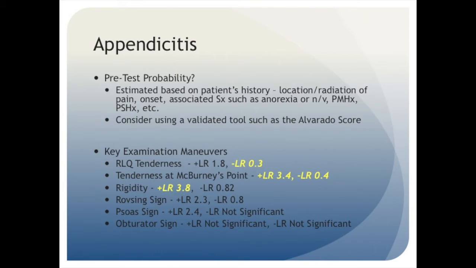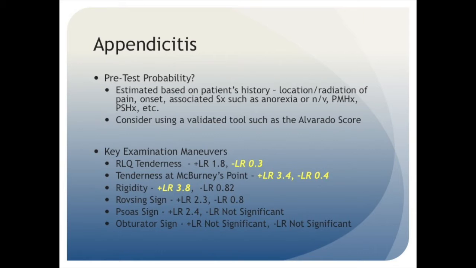Note that Rovsing sign, psoas sign, and obturator sign, three commonly taught physical exam maneuvers for the assessment of appendicitis, have negative likelihood ratios that are either not significant or approach 1, making them virtually useless in ruling out appendicitis. However, with positive likelihood ratios of 2.3 and 2.4 respectively, Rovsing sign and psoas sign can be useful in the right clinical context, in concert with other physical exam findings, to help make appendicitis a more likely diagnosis.